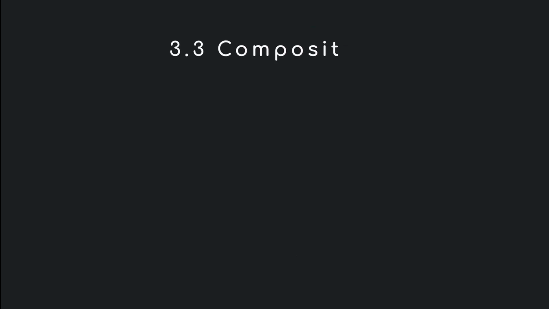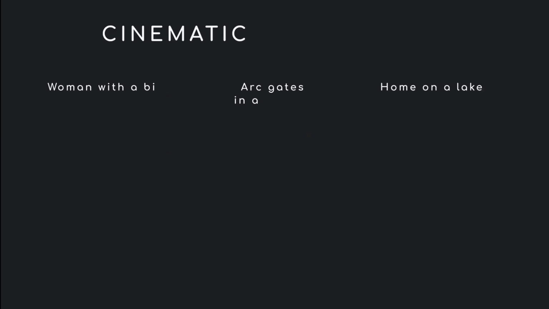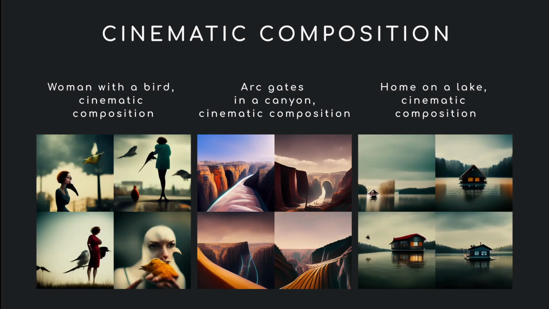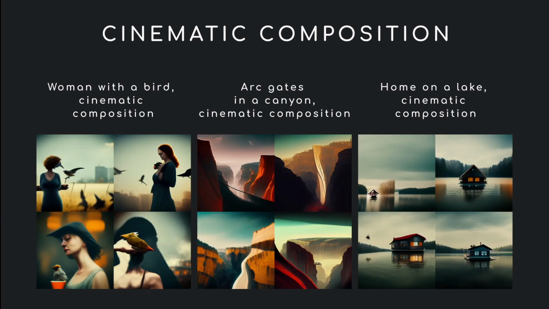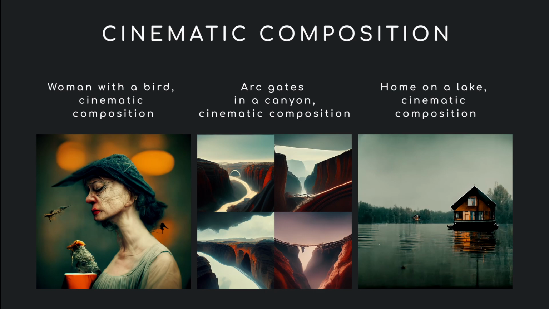Composition. It's maybe not so long a category, but there are some diamonds to be seen. For example, cinematic composition. It works kind of simply: it makes everything look like it would be a movie shot. So I use it often because it can actually be used with anything.